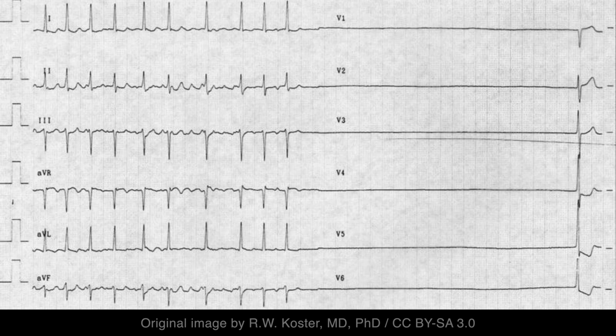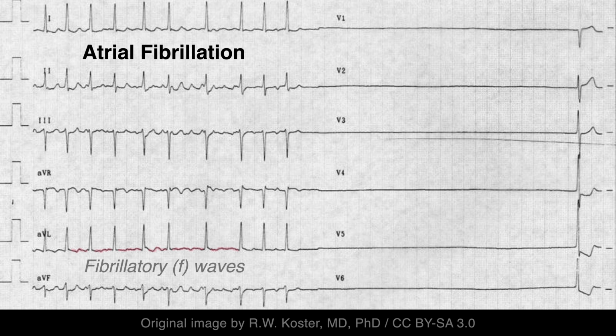Tachycardia-Bradycardia Syndrome is a manifestation of sinus node dysfunction, one that is characterized by periods of supraventricular tachycardia interspersed with periods of bradycardia. In this example, the tachycardic component is atrial fibrillation. Note the presence of fibrillatory F waves of AFib, as well as the irregular RR intervals. Some other SVTs that can occur include atrial flutter and atrial tachycardia.